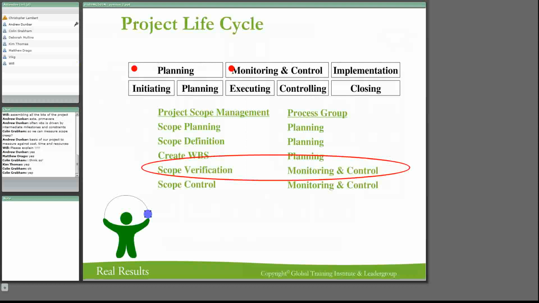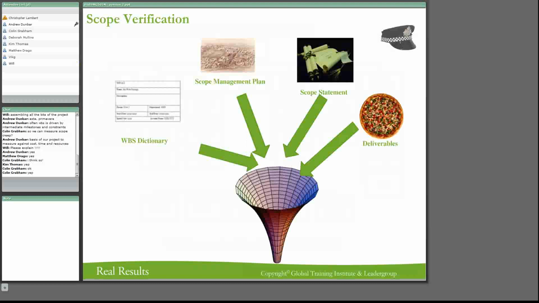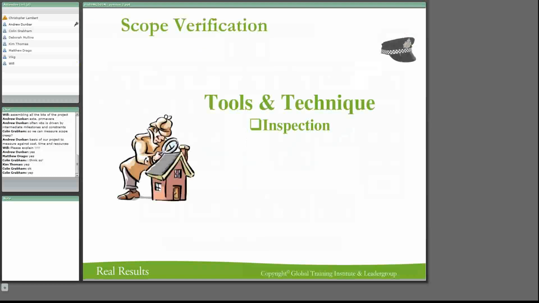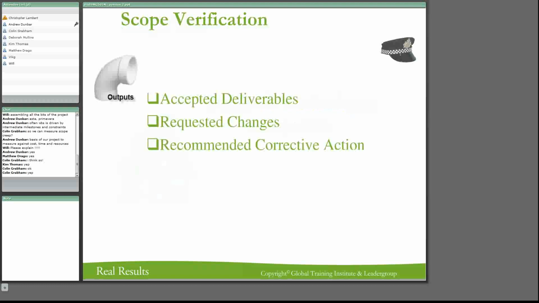In that one, what we're going to look at are the following. We've got our work breakdown structure dictionary, our project scope management plan, a scope statement, and deliverables that we've identified and written down. As we're monitoring the project, as a project manager, we're going to inspect the things that are being done. So the most important part of scope verification is inspection. We're going to be inspecting things and trying to find out if it's on track. So accepted deliverables is the output of this one.